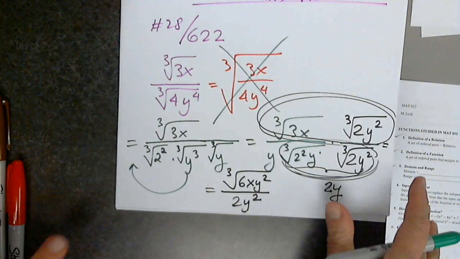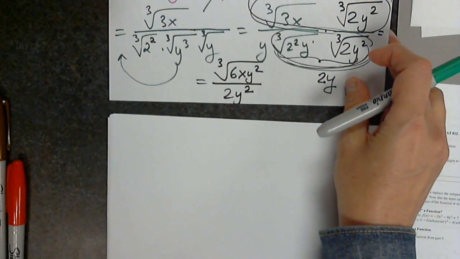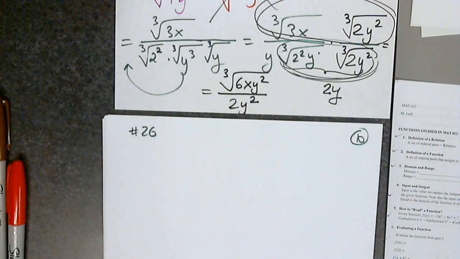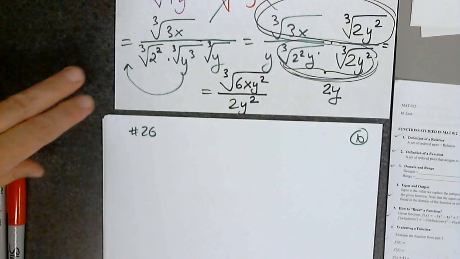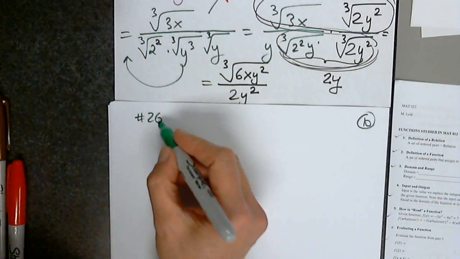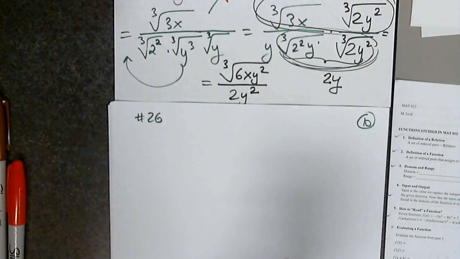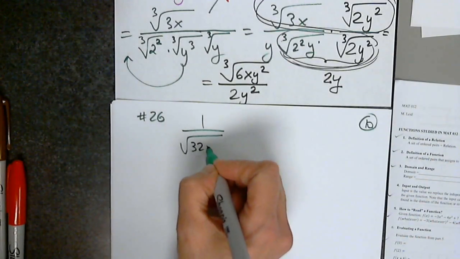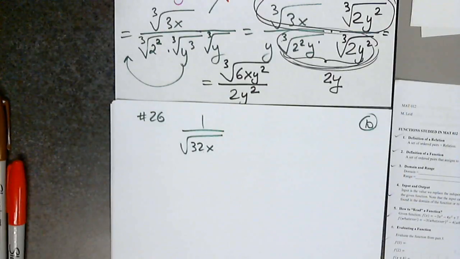Let's look at 26. After this section, this chapter becomes a little bit more interesting. Right now, we're just dealing with all these rules. So 26, 1 divided by the square root of 32x. Again, the same question, we're asked to rationalize the denominator. I highly recommend fully simplify the denominator and only rationalize the portion that needs to be rationalized.